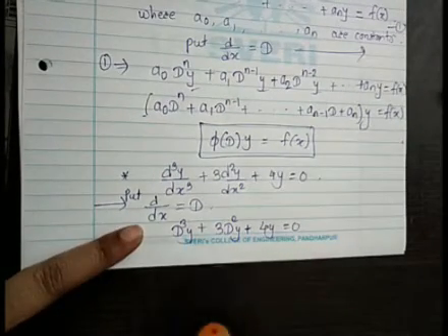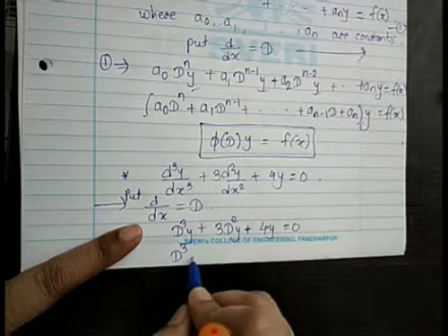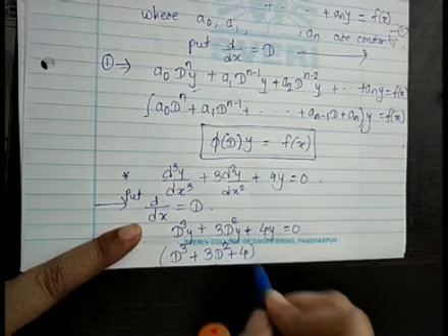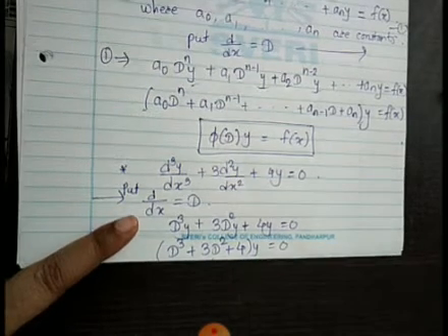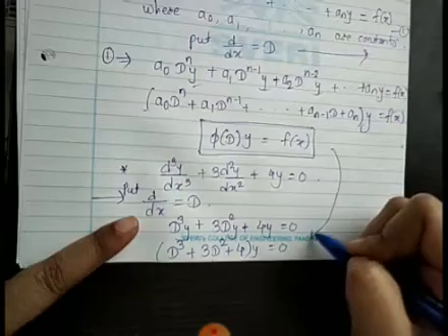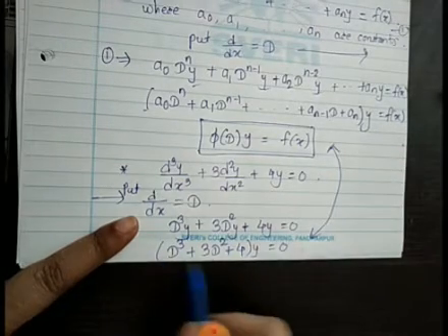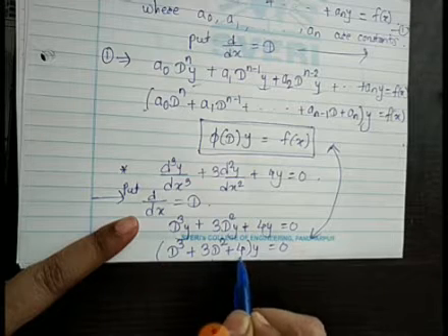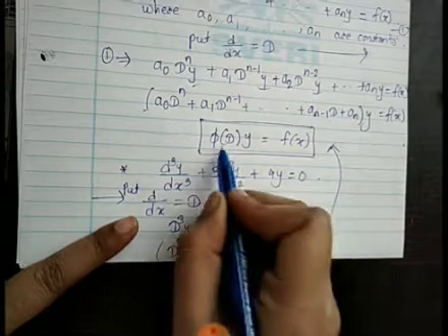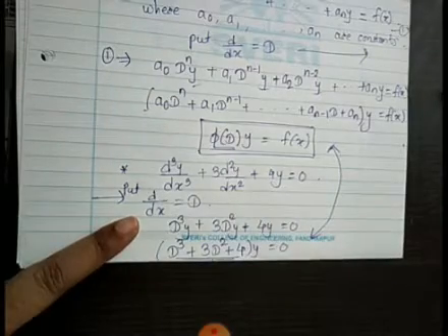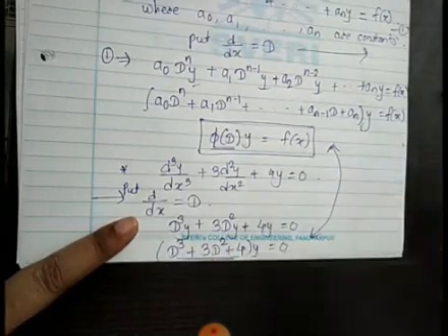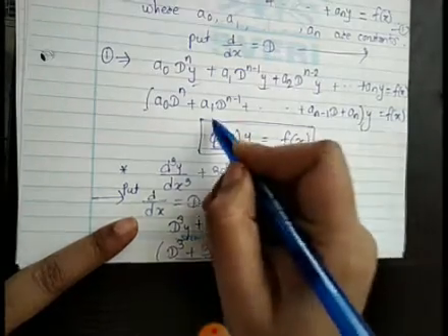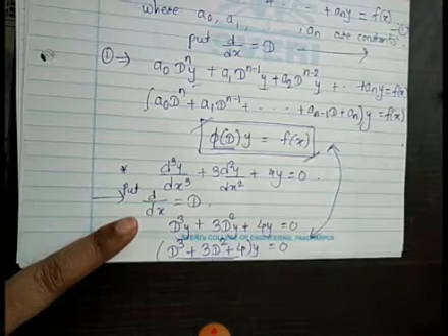But there y is common, so we can take that y out. So D cube plus 3D square plus 4 into y is equal to 0. Right? And if we compare with the standard form, that function in D, we are calling it some polynomial in D, or simply phi of D, into y is equal to some function of x. So this is the standard form of an LDE with constant coefficients.